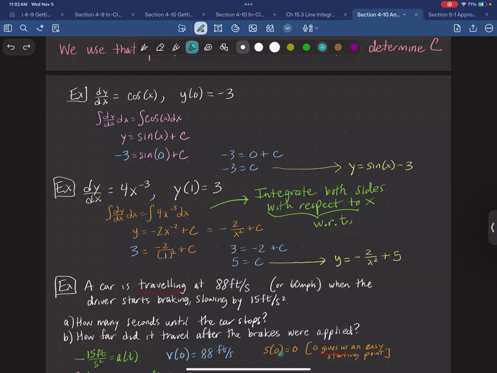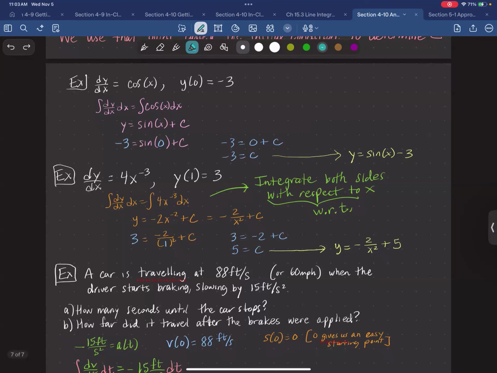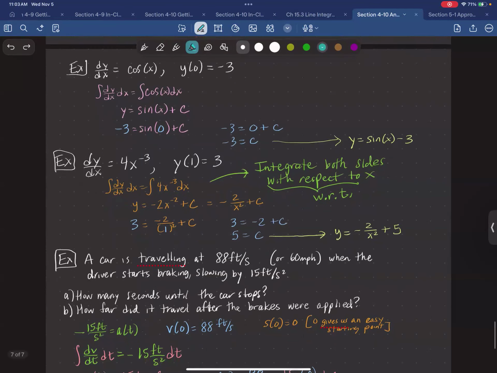We're also going to say the position of the car when they start braking is 0. That makes it a little bit easier to figure out how far they've gone for part B. Okay? 0 gives us an easy starting point. So we start at this. We are going to integrate this. Remember, a of t is the same thing as dv/dt.